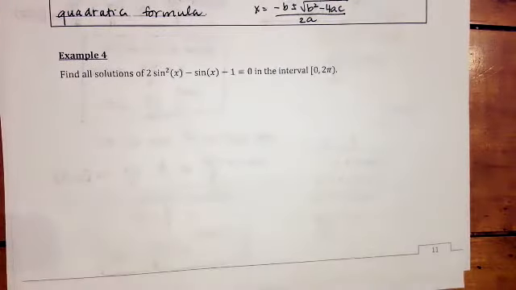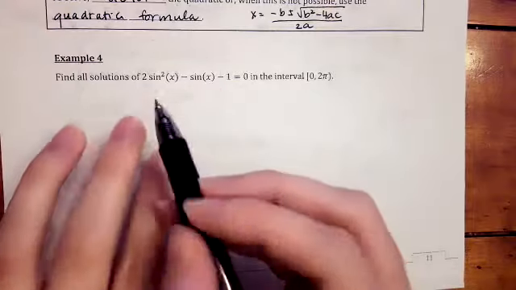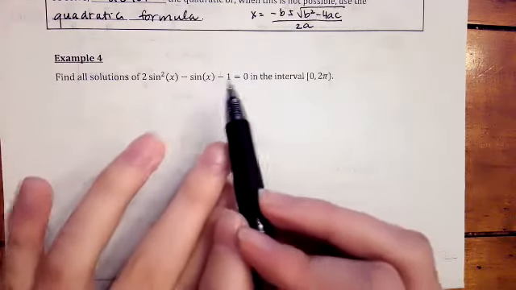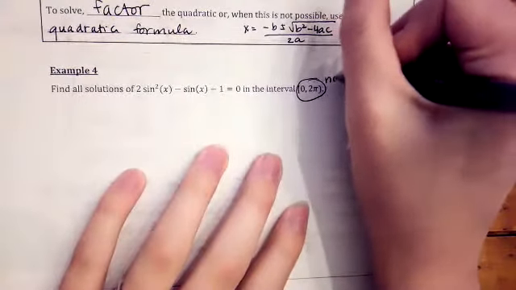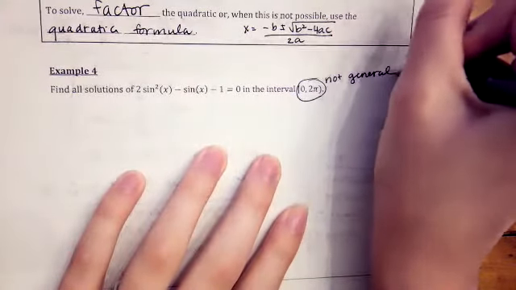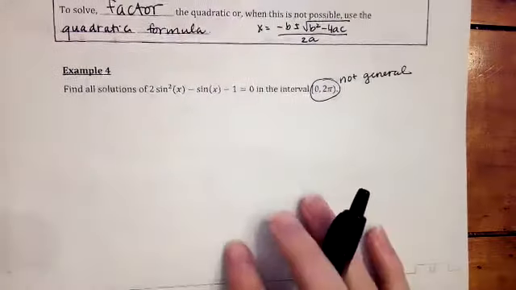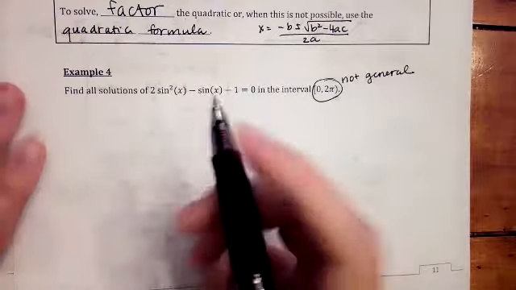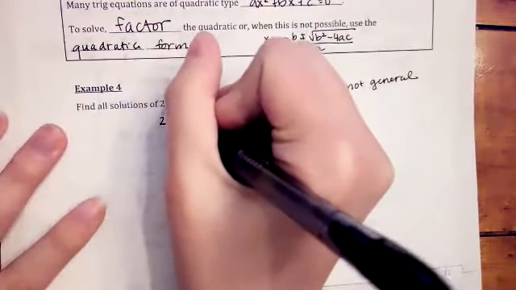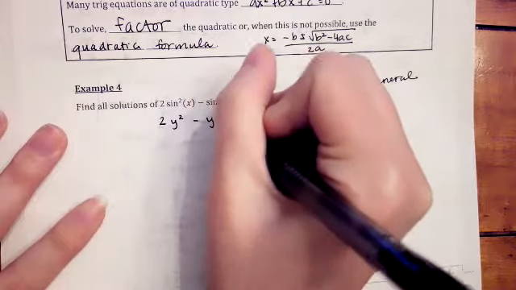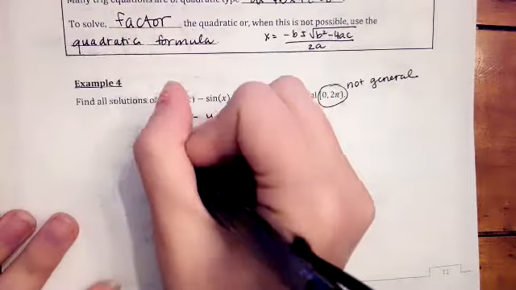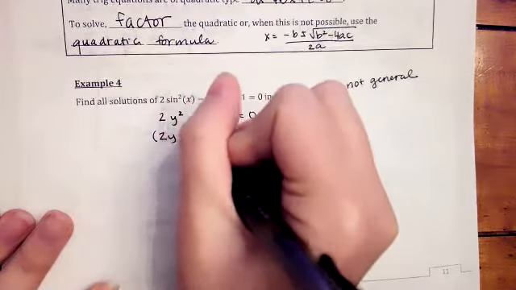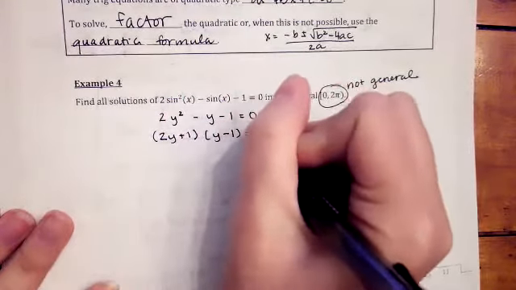So in example 4, we want to find all the solutions of this trig equation. We notice it is quadratic because we have a sine squared, then sine, and then our c. And it is in an interval, which means this is not a general solution problem. Okay. So if we don't want to factor with sine, remember that we can use a different variable. So we can do it with y's. Okay. This would factor into 2y plus 1, y minus 1.